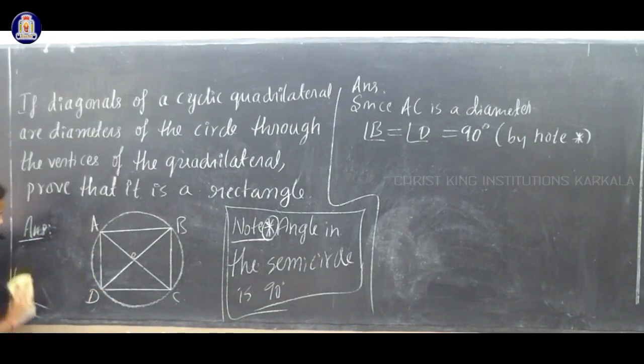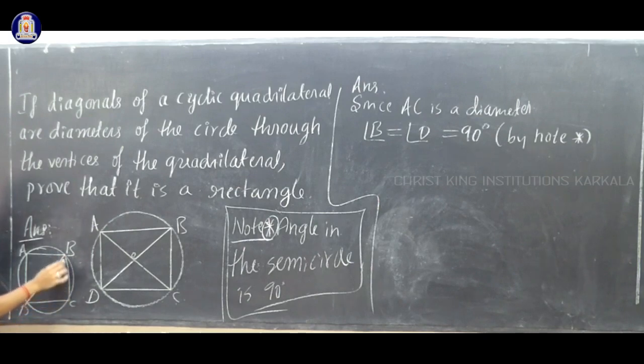Then you have to see another diameter. The other diagonal is also a diameter of the circle. No need to draw this again. You now have diameter BD, and because of BD you have two semicircles, above and below BD. Above BD the angle in the semicircle is angle A, and below BD you have angle C, BCD. These two angles are angles in a semicircle, so they are also equal to 90 degrees.